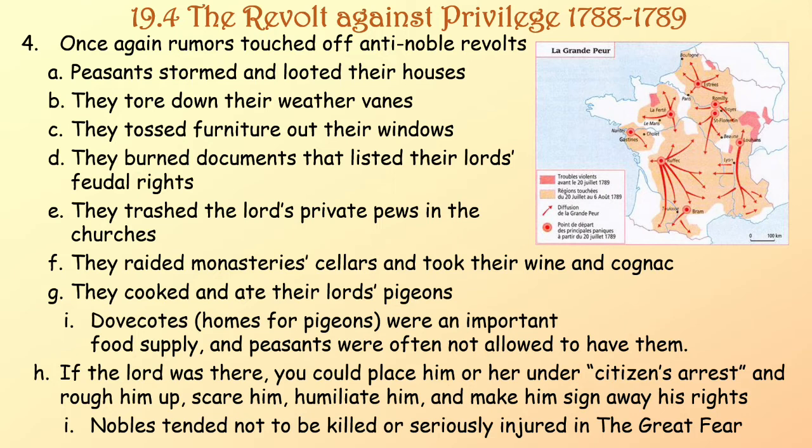Dovecotes, which are homes for pigeons, were an important food supply, and peasants were often not allowed to have them because they're peasants. If the lord was there, you could place him or her under citizen's arrest and kind of rough him up a bit, scare him, humiliate him, make him sign away his rights. Nobles tended not to be killed or seriously injured in the Great Fear.